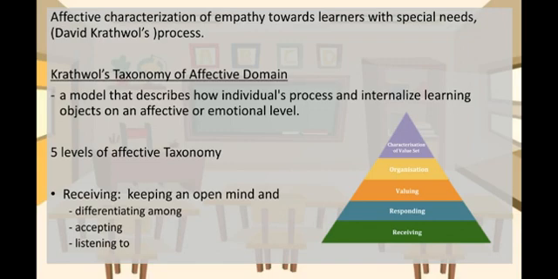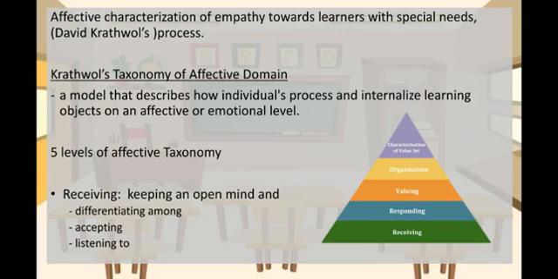Last, we have the effective characterization of effective teaching towards learners with special needs. So we will be using David Krathwohl's process. The Krathwohl process, or the taxonomy of the affective domain, is a model that describes how individuals process and internalize learning objects at an affective or emotional level. So we have here five levels of the affective taxonomy.